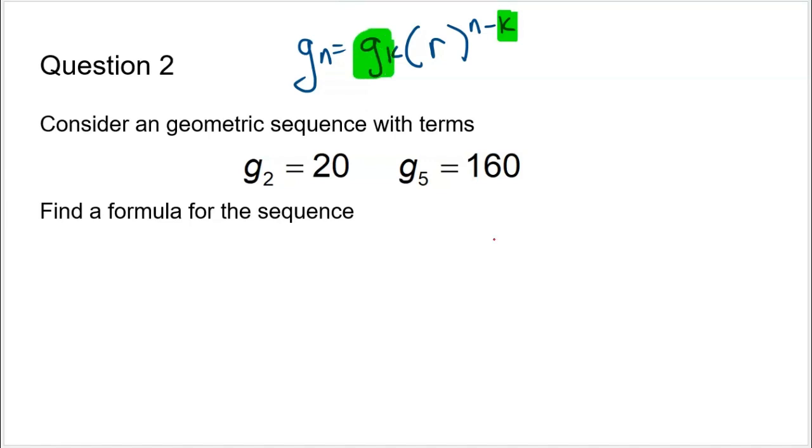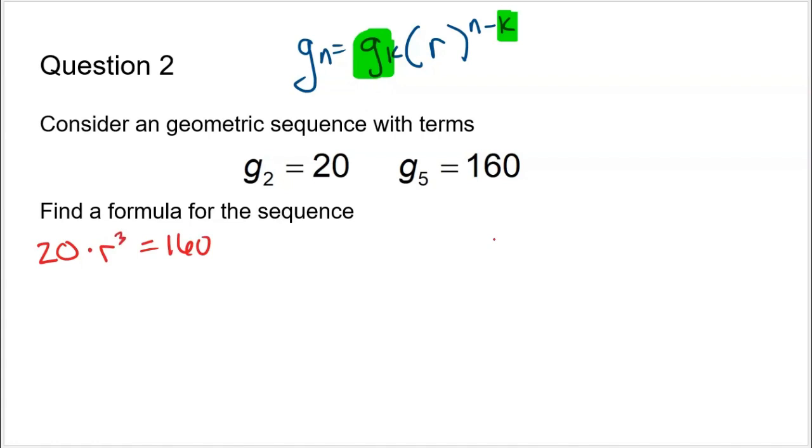So again, I could plug in a 2 for k and a 20 for g sub k, or a 5 for k and 160 for g sub k, because I know two terms. What I don't know is my common ratio. So here's how I'm going to find it. The 20th term, or excuse me, 20 is the value of the second term. And if I want to get from that second term to the fifth term of 160, I'm going to need to multiply by 3 ratios. Remember, geometric sequences, we multiply.